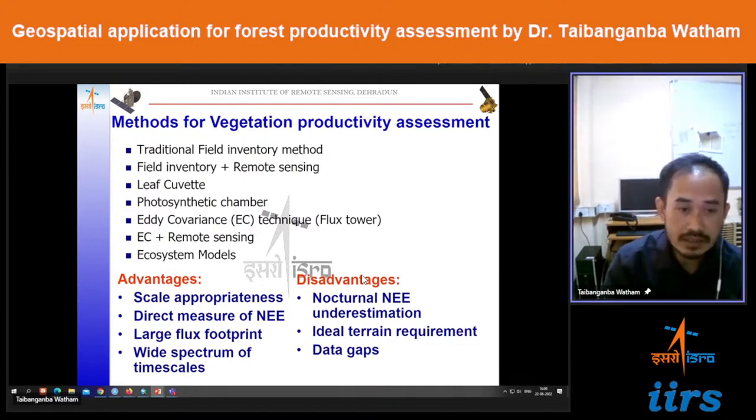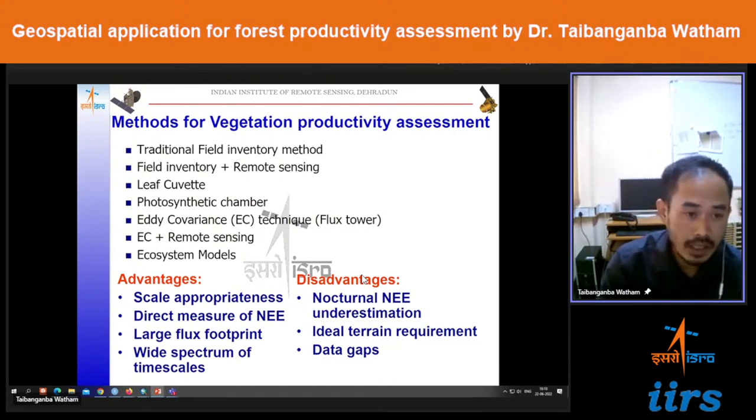But the disadvantage of this method is that we have to give enough time for the forest to show a significant growth or change in the biomass. So if it is a young plantation, we have to give at least 3-4 years, or 5 years, in order to get a significant change in the vegetation productivity or forest productivity.